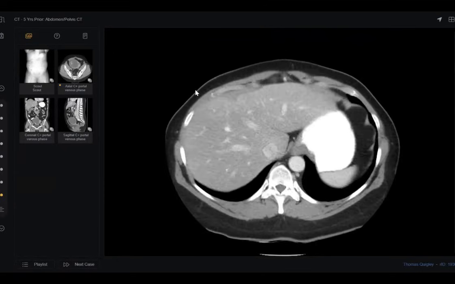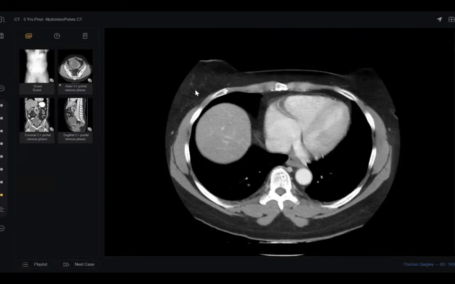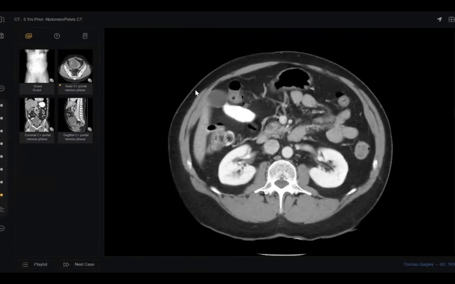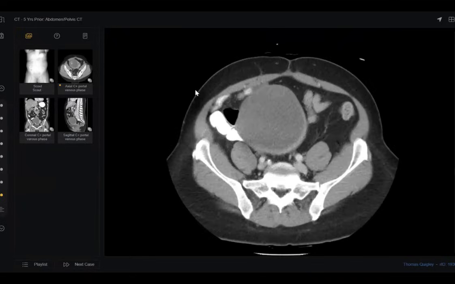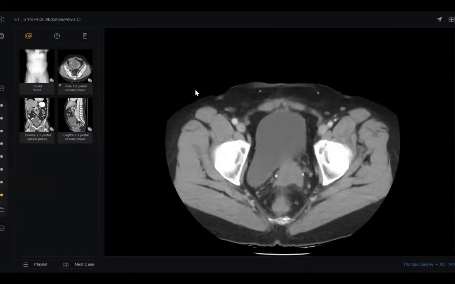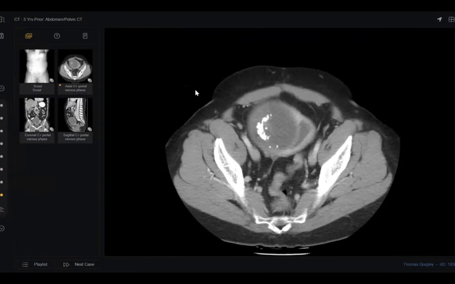These are the CT scan abdomen and pelvis images, done in the portal venous phase. I would like to review the pelvis images. In the pelvis, I can appreciate that there is a large cystic lesion with internal calcifications. I would like to see the origin of the mass.